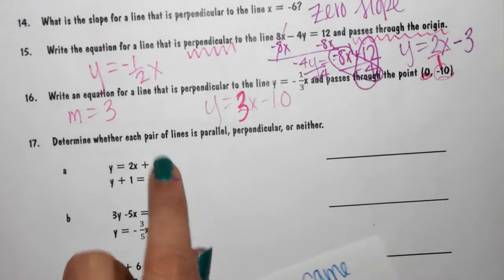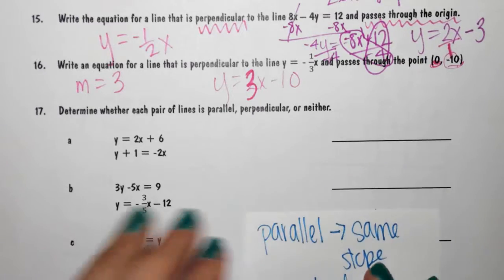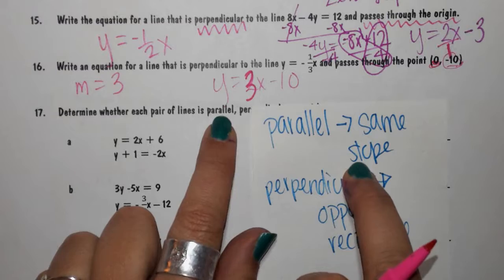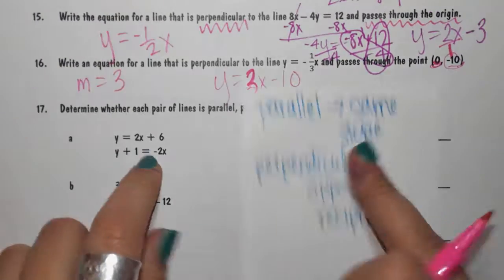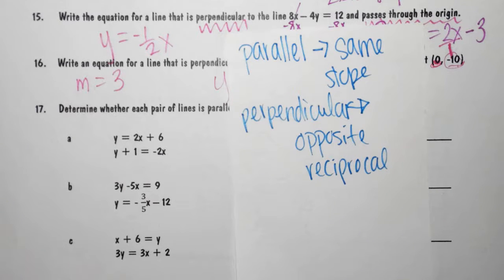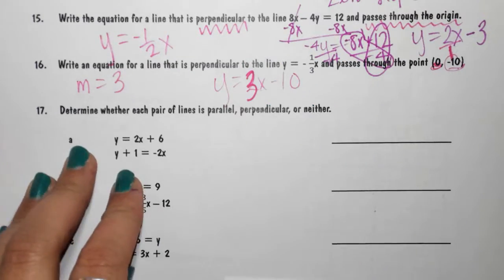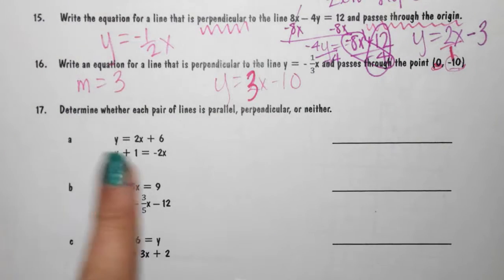Now, the next part is super tricky. I'm telling you, I don't know if we'll be able to handle it. Parallel lines have what kind of slope? Same. Same slope, so it would have to be the same number. Perpendicular lines have what kind of slope? Opposite reciprocal. So that means opposite sign and flipped, right? And neither don't match at all. So we're going to determine if these are parallel, perpendicular, or neither.